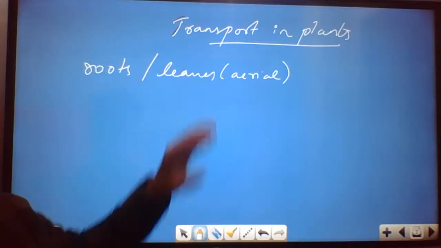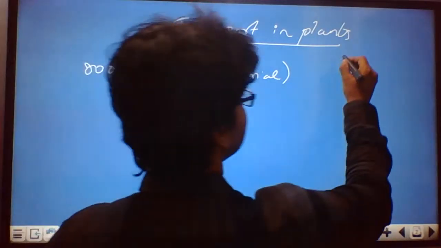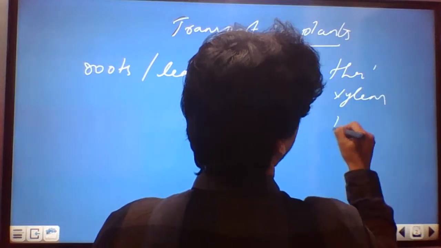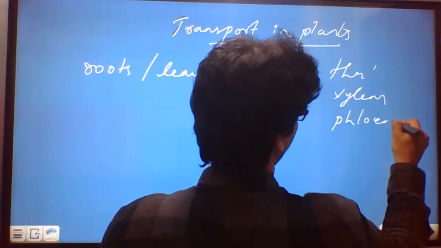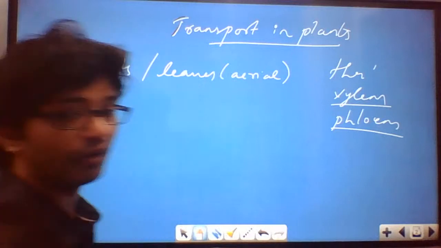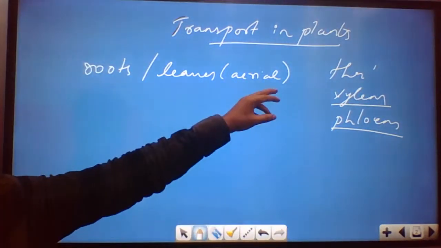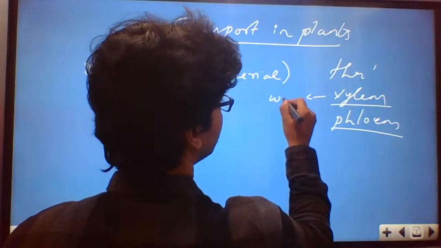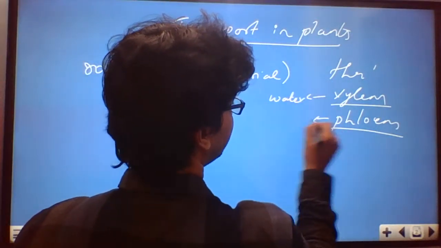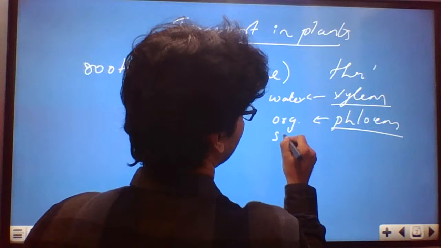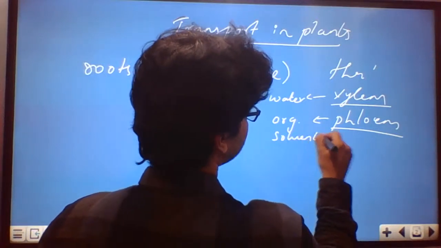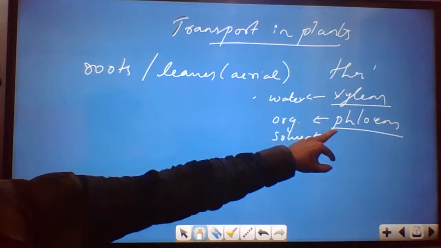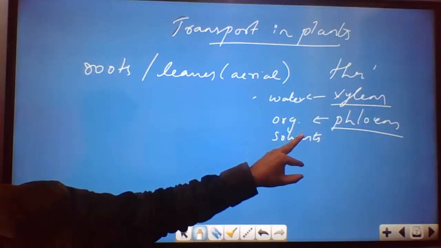Okay, so how is it getting transferred? By means of specialized vascular tissues, we call it the xylem. So by means of xylem and phloem. What does the xylem transfer and what does the phloem transfer? Xylem usually transfers the water molecules, and phloem usually transfers the organic solvents. But xylem has nothing to do with the organic, only the phloem has the ability to transfer.